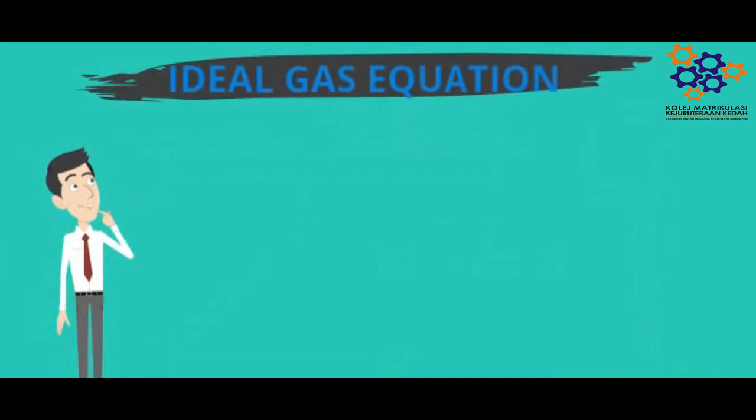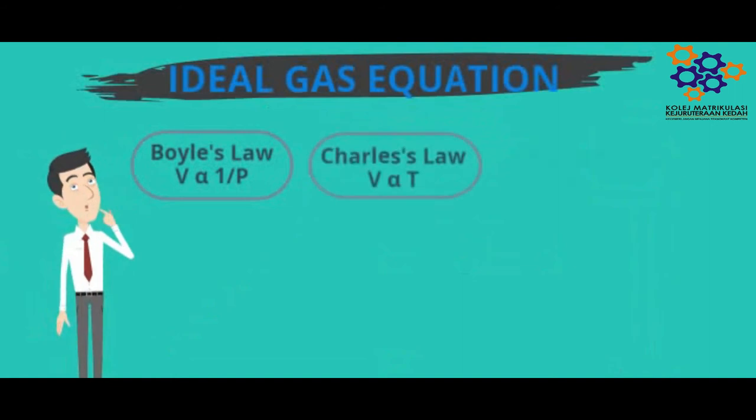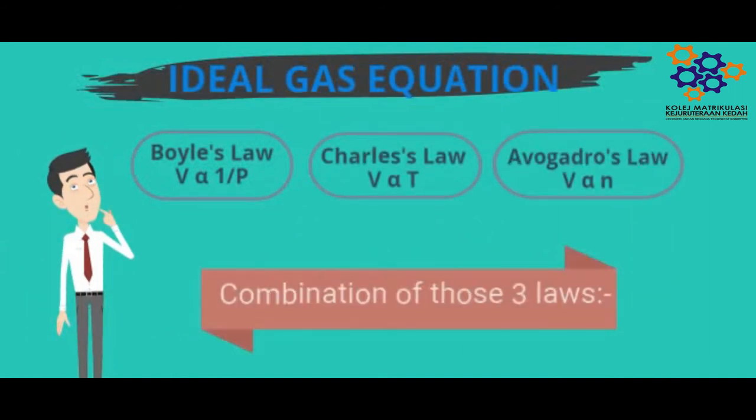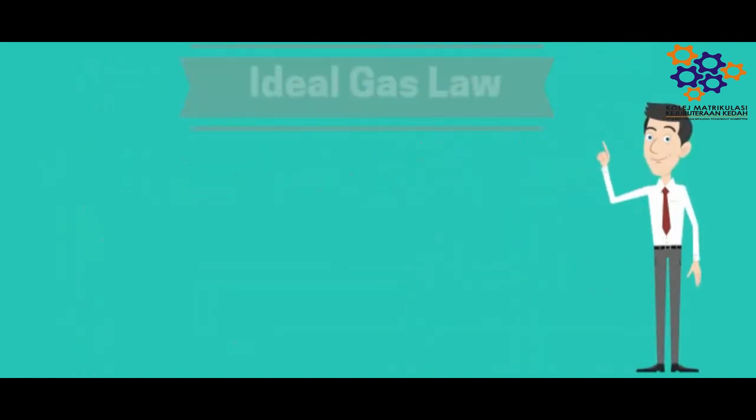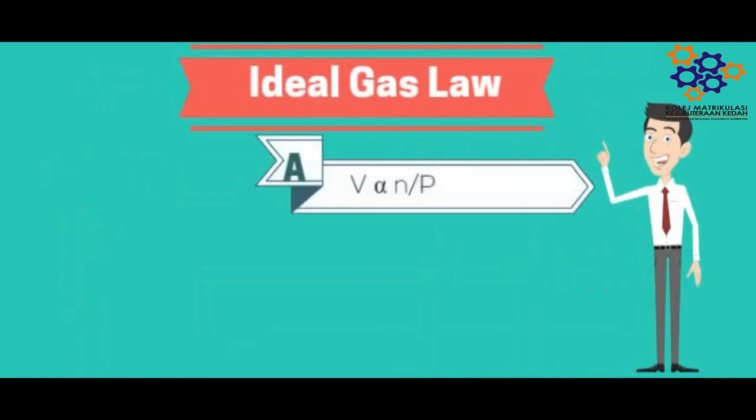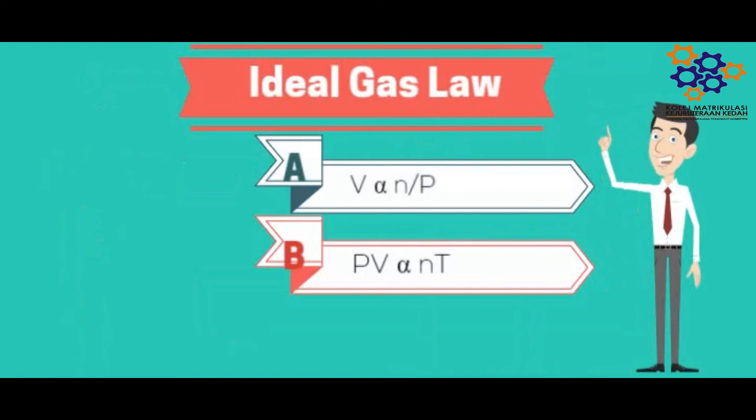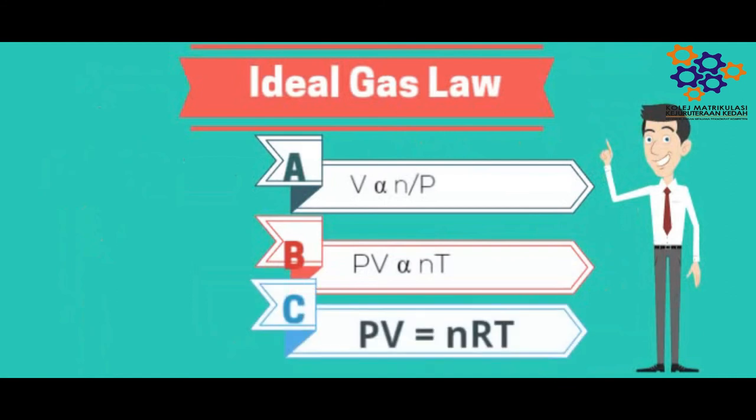The ideal gas equation is formed when we combine all three gas laws, which are Boyle's law, Charles' law, and Avogadro's law. Finally, the combination of these gas laws forms the ideal gas law. That is PV = nRT.